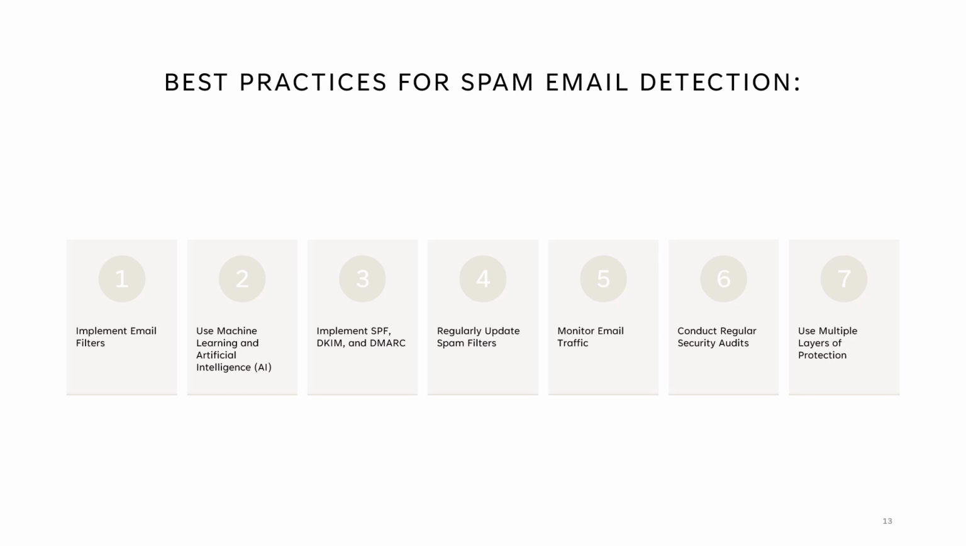Use machine learning and AI. Machine learning and AI algorithms can be used to detect patterns and identify spam emails. These technologies can help improve the accuracy of spam detection and reduce the number of false positives.